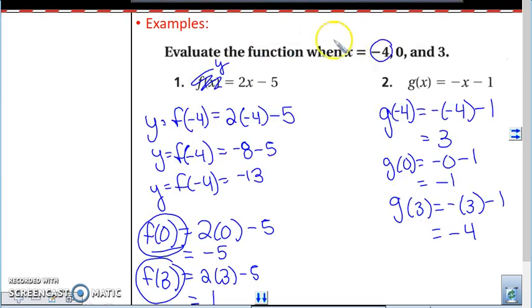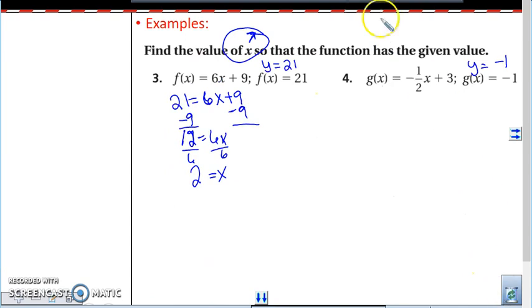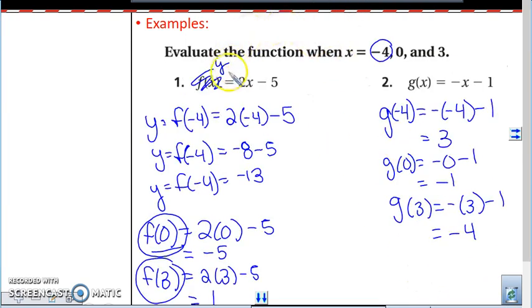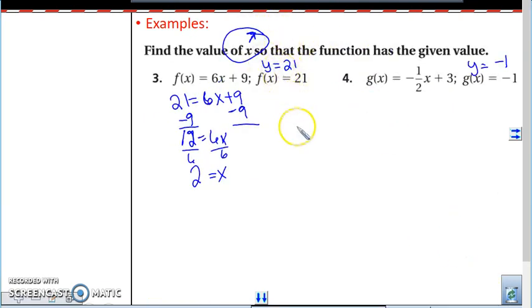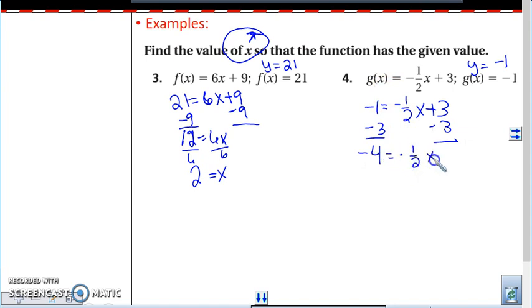When it says plug in x, you're solving for y. Okay, difference. Plug in for y, plug in for x. F of x means plug in for y. So plug in for y: -1 equals -1/2 x plus 3. Take away 3, take away 3, -4 equals -1/2 x.